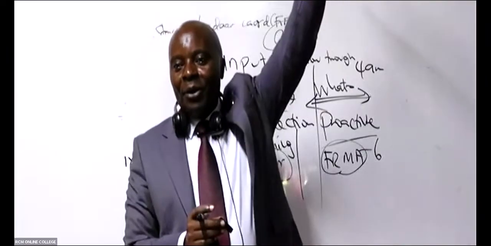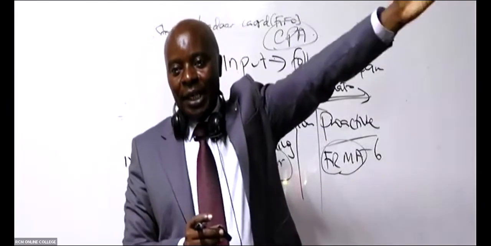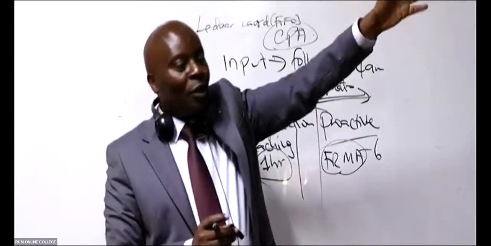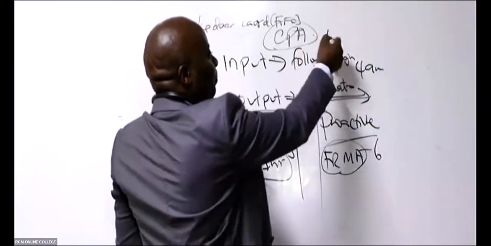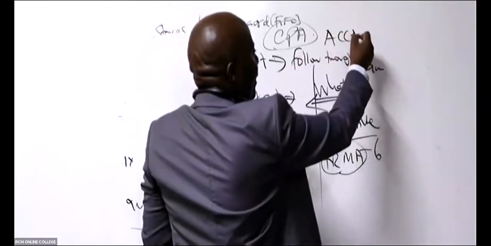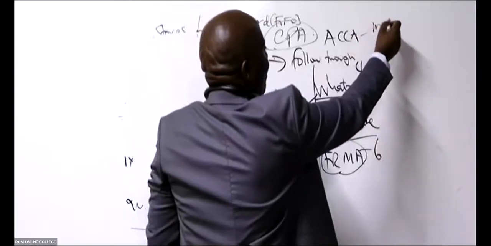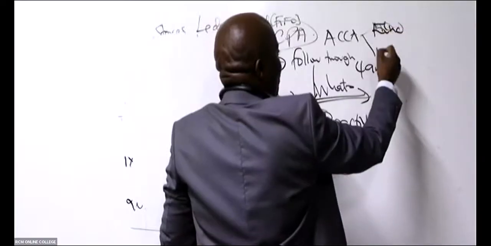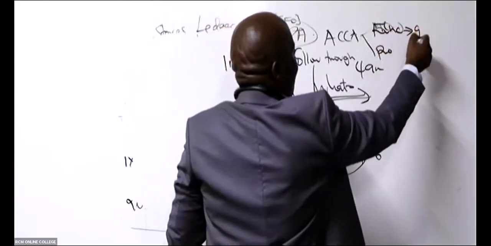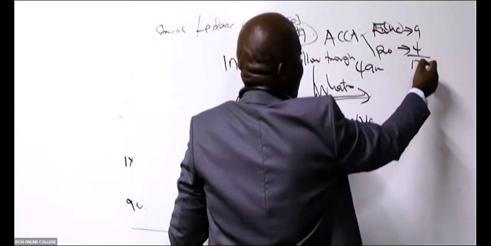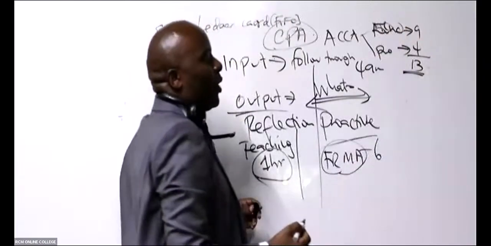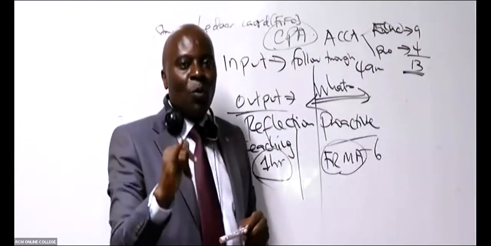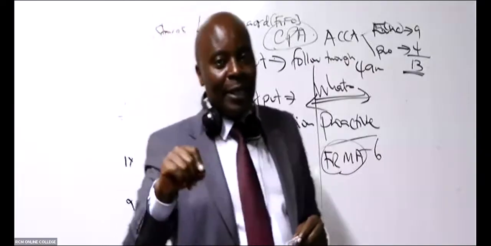ACCA is up there because ACCA is international. So remember, ACCA has got two levels: foundation and then professional. Foundation has 9 papers, professional has 4 papers. So for ACCA, for you to qualify, you need to do how many papers? 13. Once you finish 13, and this is why I love ACCA myself a lot.